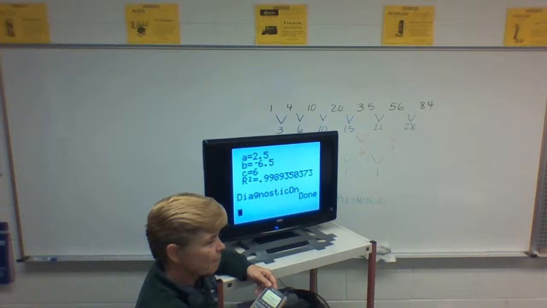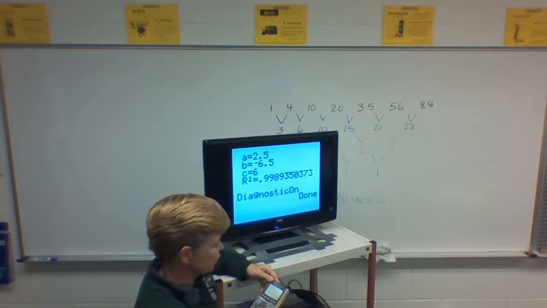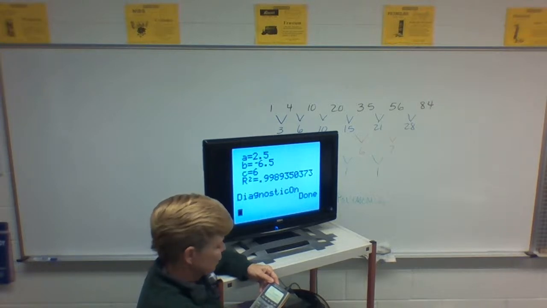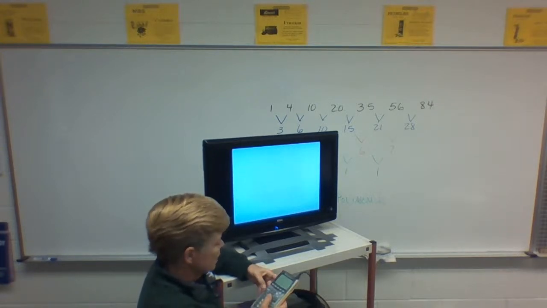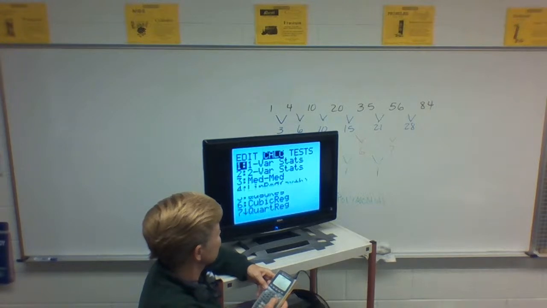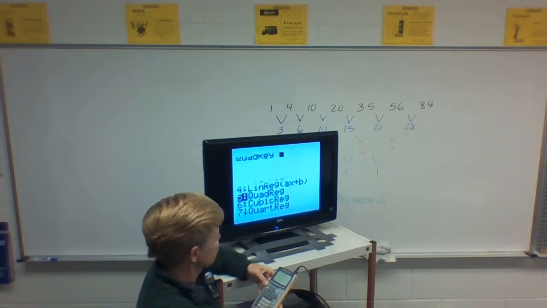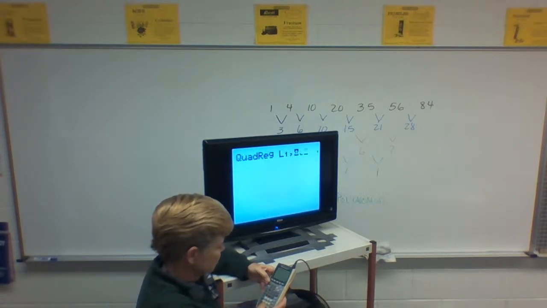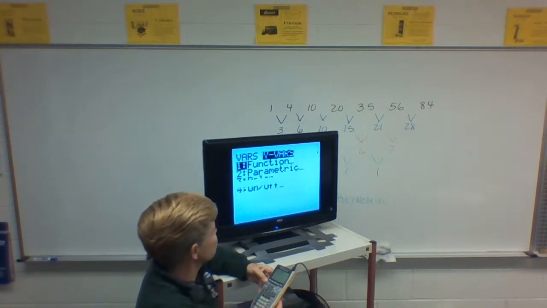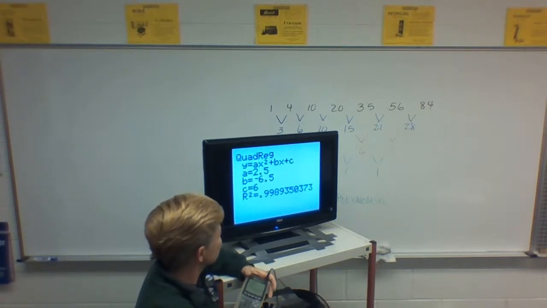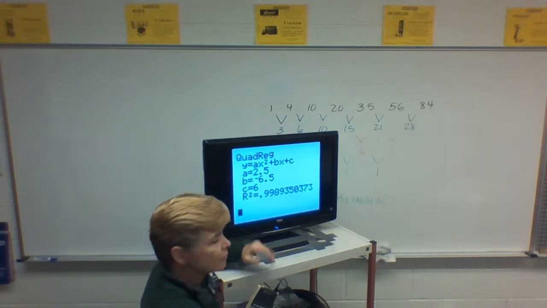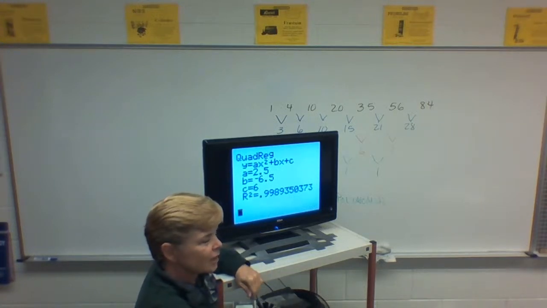Got it? Now that everybody has that on, if you already had it on, then just leave what's on your screen there. Now that it's on, you can hit clear. Then go stat, calc, quad reg, list 1, list 2, vars, y vars, function, y1, go. Now have you got an R squared there? And does it have the same value as mine?